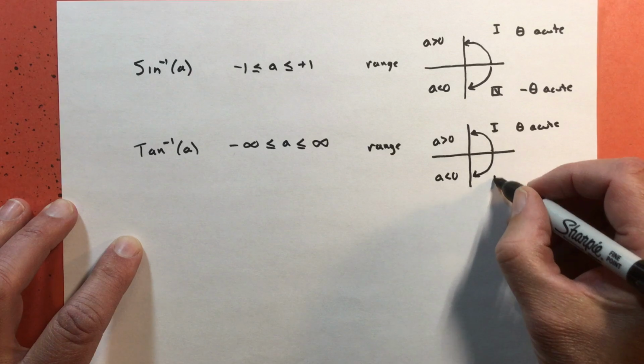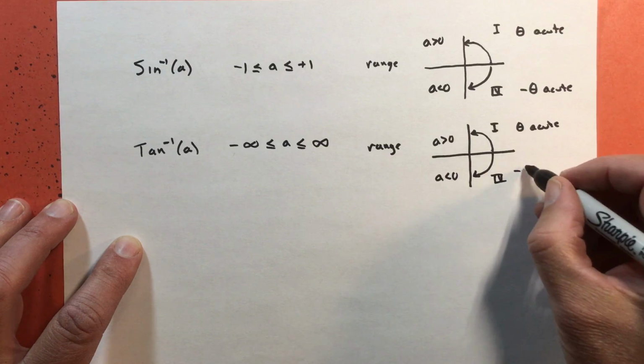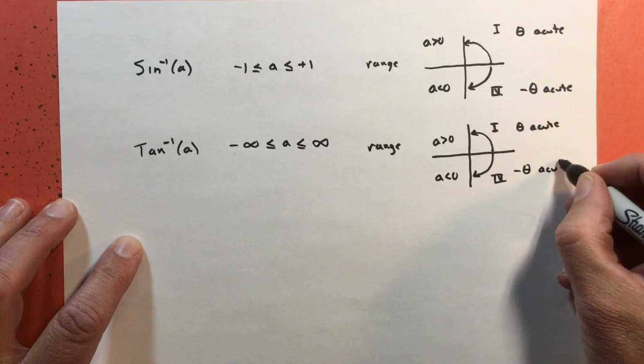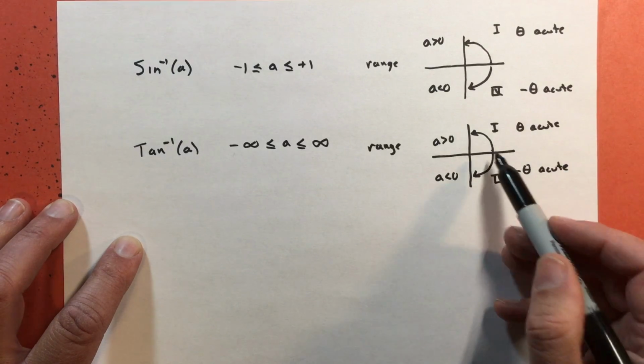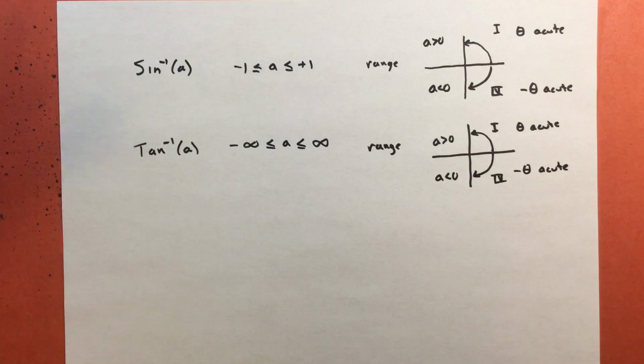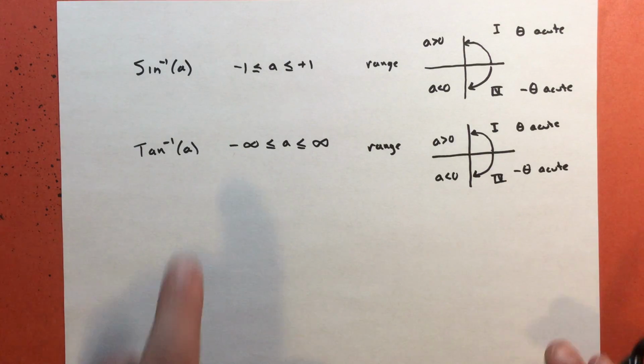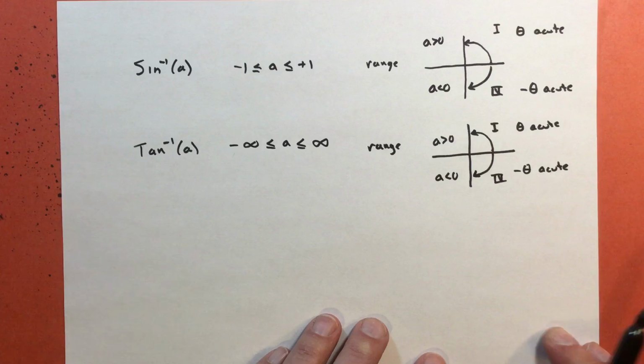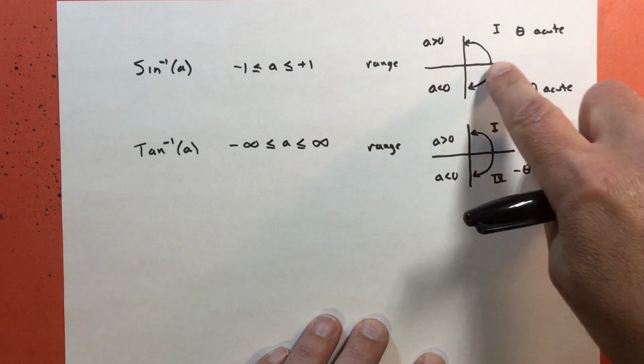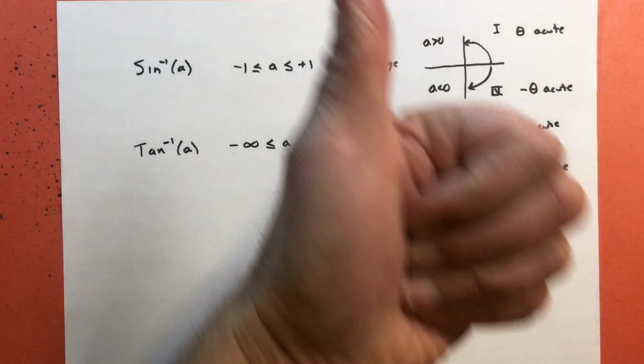And again, it goes to quadrant 4, where the opposite of the angle is acute. And remember, the angle is negative. So for sine and tangent inverse, if you're going to put a negative number in here, it's going to put you in quadrant 4 in the negative direction. Okay? Remember that.